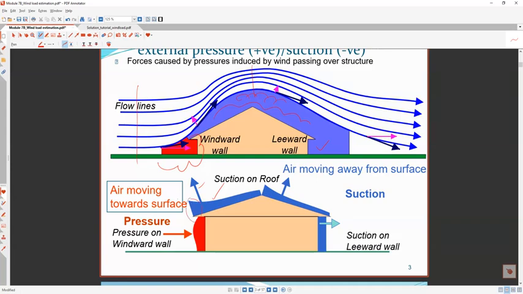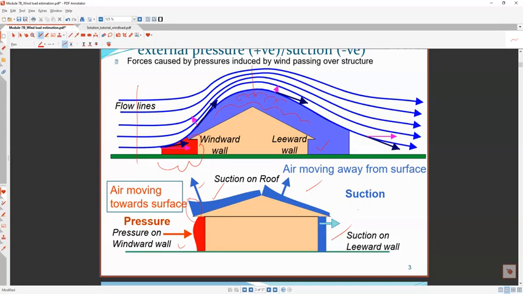And you can see that the windward edge always has the maximum value. The windward edge is very critical, where you get the maximum of these effects. You can see this is the actual pressure distribution on the windward wall. And then all the air is moving away from the surface, so there is another suction on the other side of the roof. And here we also have suction on the leeward wall. So you can see all are suction.